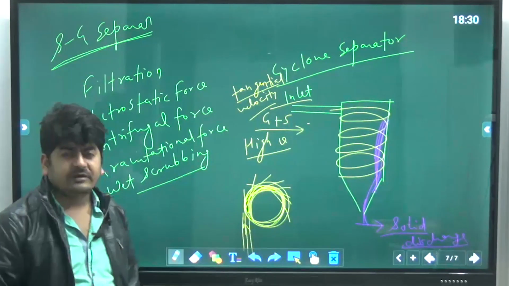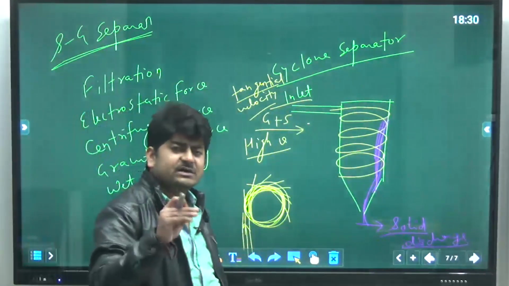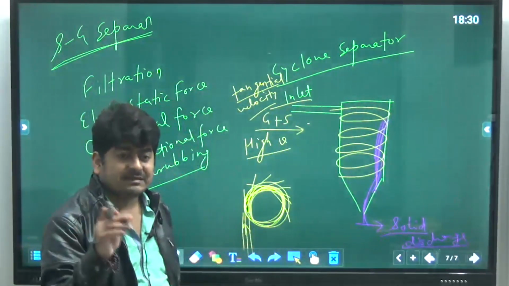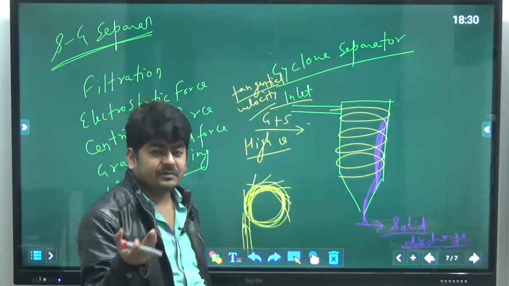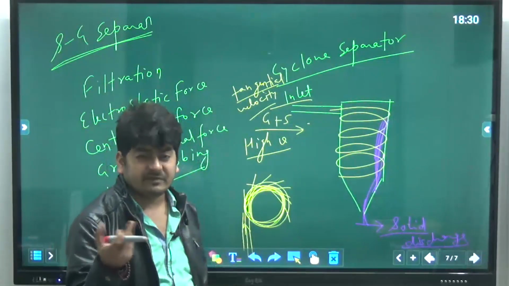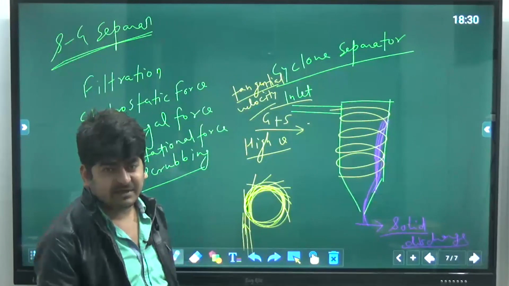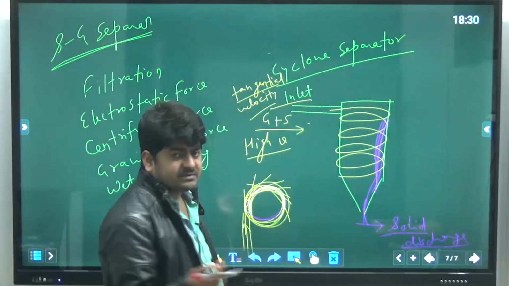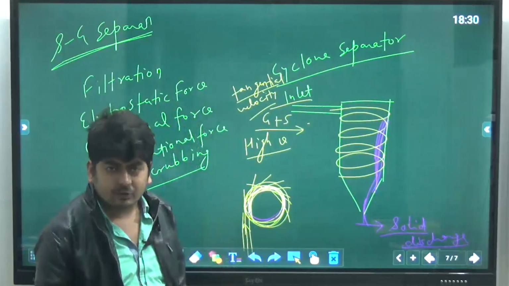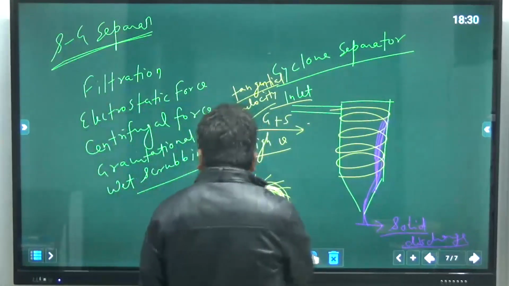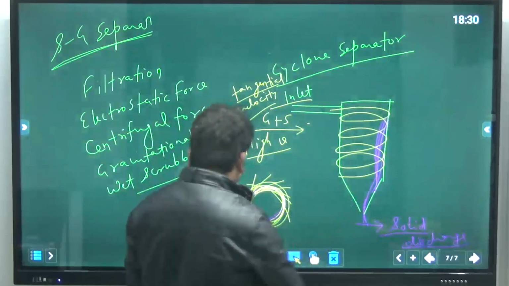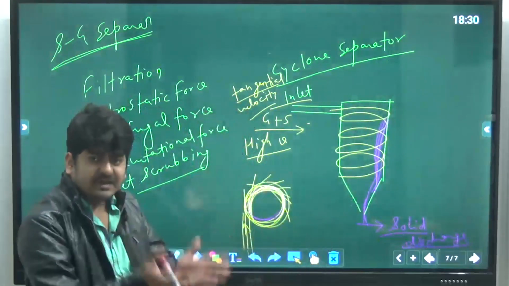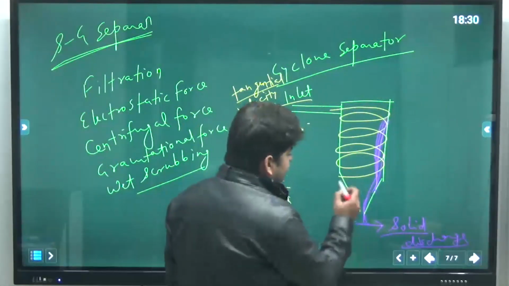Okay, now again we have two types of solid particles, coarse and fines. The weight of coarse particles will be more as compared to fine size particles. So fine size particles may change their direction easily because the centrifugal force acting on them will be low. So that's why in the bottom we have the conical section where area is reducing.